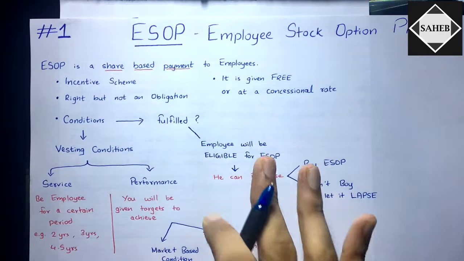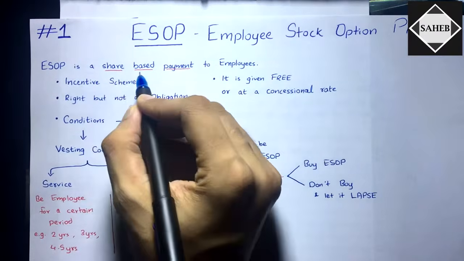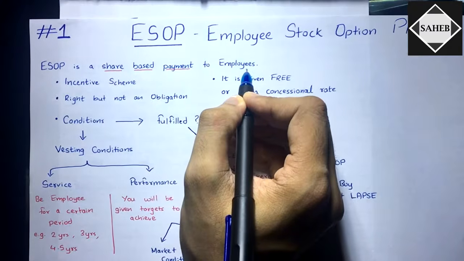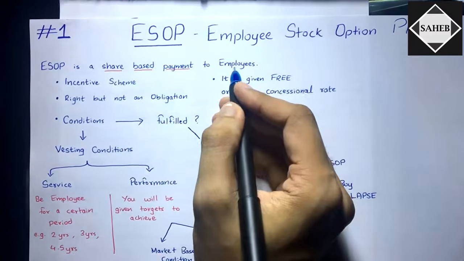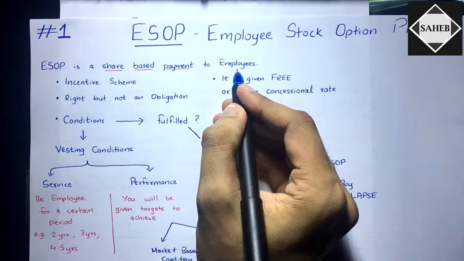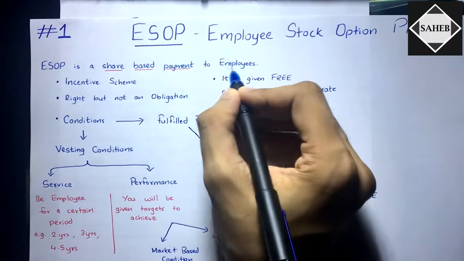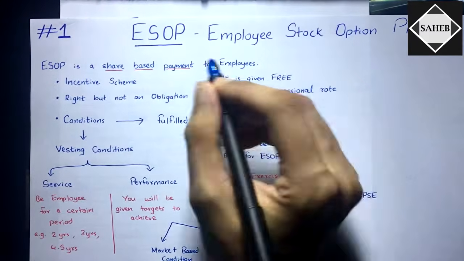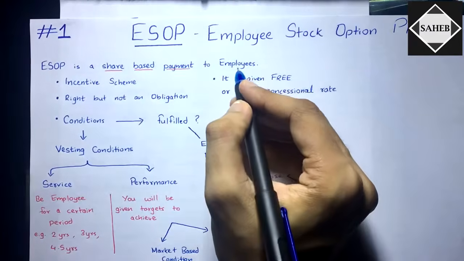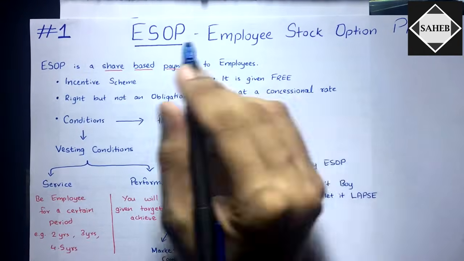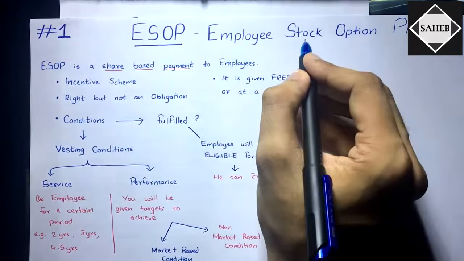See, what is ESOP? ESOP is a way of making share-based payments to the employees. Why do we give ESOP to the employees? Because we don't want our employees to leave our company. That's why we issue ESOP to our employees. What is ESOP actually? ESOP is Employee Stock Option Plan.